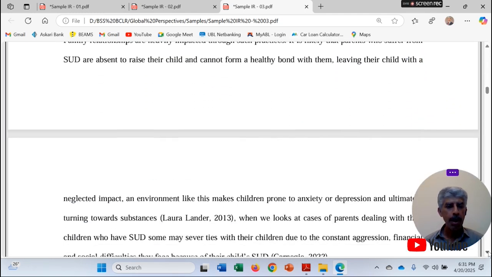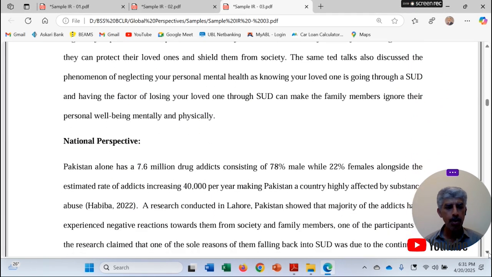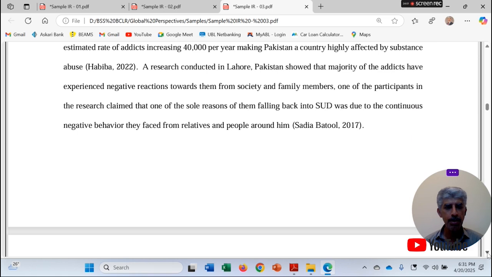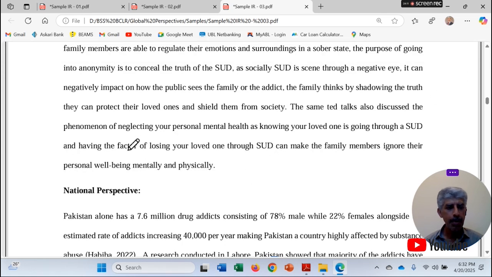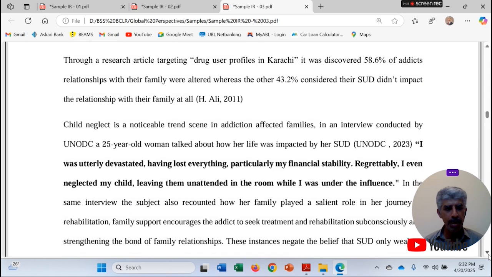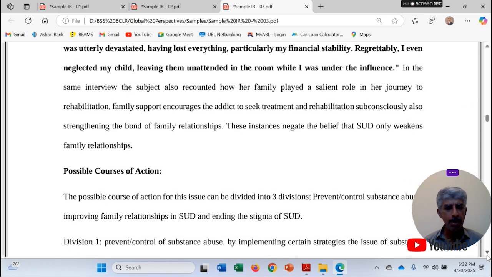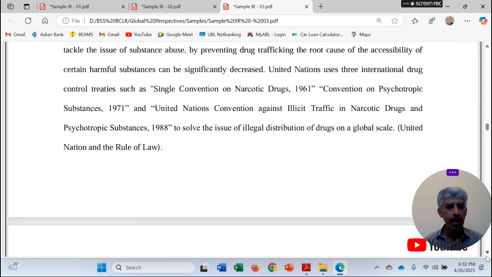Then the global perspective is given, and causes and consequences are explained within that heading. And then the national perspective on it. Over here is the national perspective of Pakistan. You can see that the word Pakistan is mentioned at certain places. So the research conducted by certain Pakistani researchers. You can see that this is the research conducted by Habiba Ali in 2022 regarding substance abuse. So this is the national perspective of Pakistan given in this particular portion.